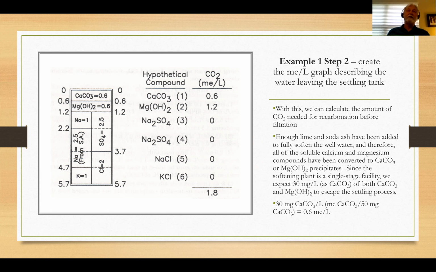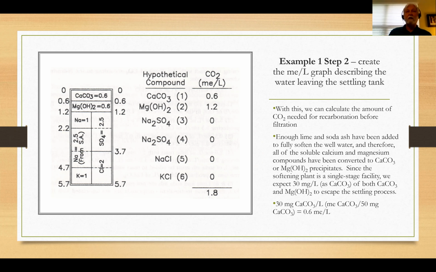Now we need to add CO2 before we hit the filters. We don't want the stuff to precipitate on the filters. And so if I add 1 CO2 to calcium carbonate, I produce calcium bicarbonate. Life is good. If I add 0.6 or 1 milliequivalent per milliequivalent of magnesium hydroxide, I take it to magnesium carbonate.